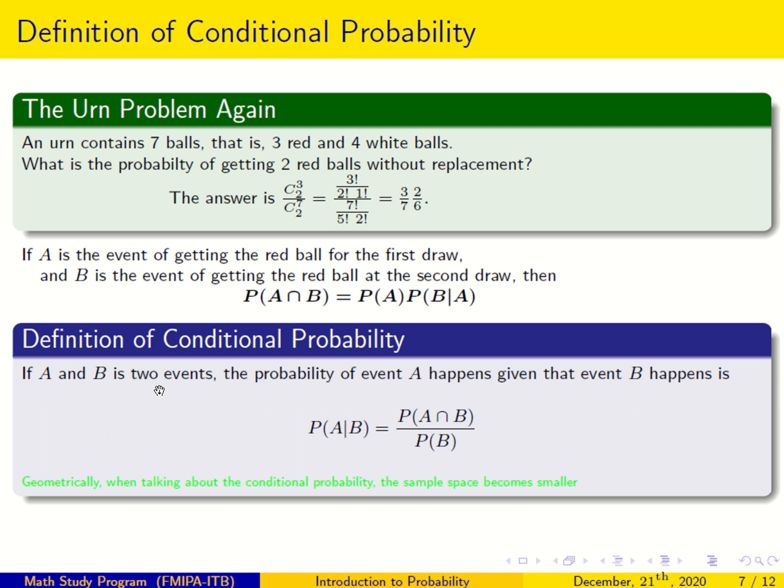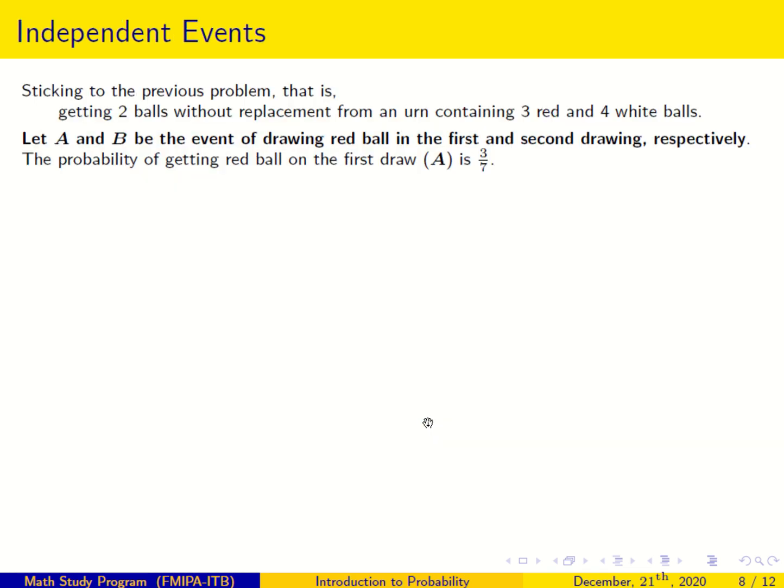If A and B are two events, they will satisfy this relationship for conditional probability. And we can switch: the probability of B given A is the probability of A intersection B, or B intersection A, the same, divided by the probability of A. And geometrically, when talking about the conditional probability, the sample space becomes smaller, because the sample space is just the event B. Okay, now we are talking about independent events.